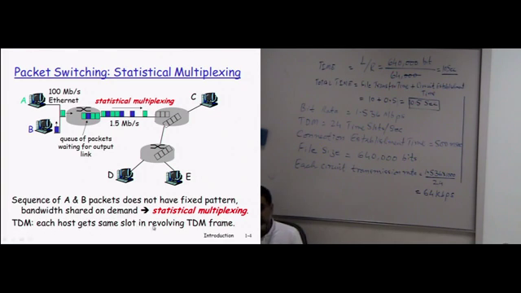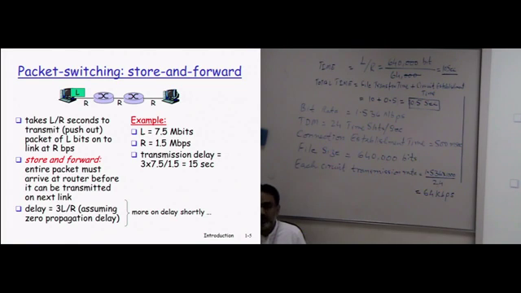In TDM, each host gets the same slot, revolving in turn in the TDM frame, whereas in statistical multiplexing it is not necessary that you will get the same time slot on your turn. If you are not transmitting, your turn can be given to someone else, and in order to save bandwidth, the packet of the other host can be sent in that time slot. Clear? It will be a better utilization of the link, because bandwidth, as I told you, is a very costly resource. We can't afford to leave it unutilized. We have to utilize it.